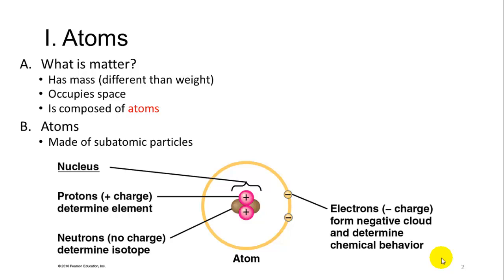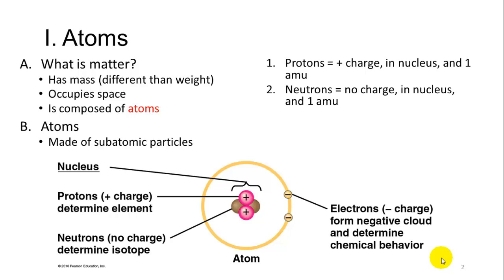Now atoms themselves are made of subatomic particles, and the properties of these subatomic particles determine the nature of that atom. There are three subatomic particles: protons, which have a positive charge, are located in the nucleus, and have a mass of 1 atomic mass unit, which is what AMU stands for. Neutrons do not have a charge, but they are also found in the nucleus and also have a mass of 1 atomic mass unit.